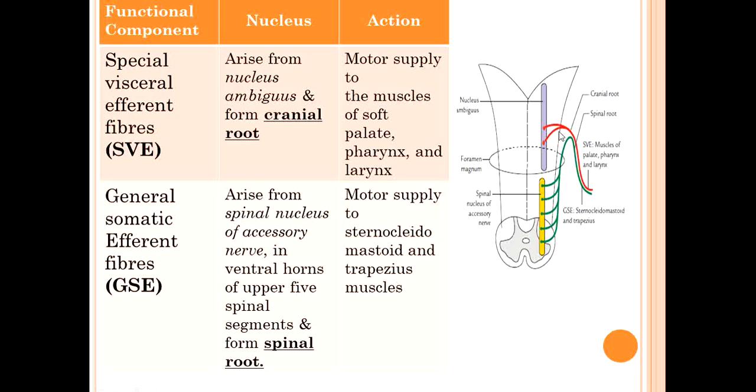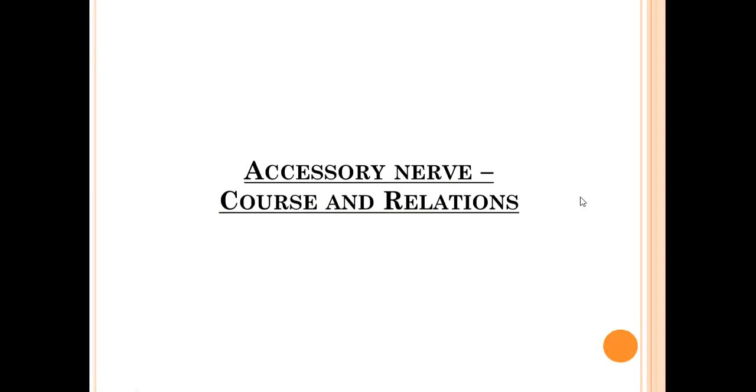Understood? So this is what you are seeing, the red color, that is special visceral efferent fibers arising from nucleus ambiguus, going to supply the soft palate, pharynx and larynx, red color. Okay, and green color, these are the general somatic efferent fibers arising from spinal nucleus of accessory nerve in the upper 5 spinal segments, and these are forming the green color, that is a spinal root, which is going to supply the sternocleidomastoid and trapezius muscle.